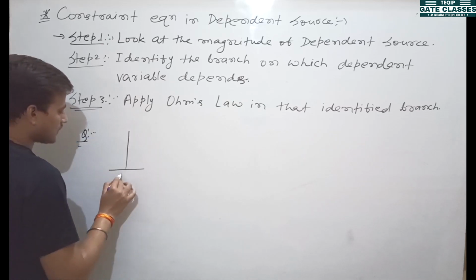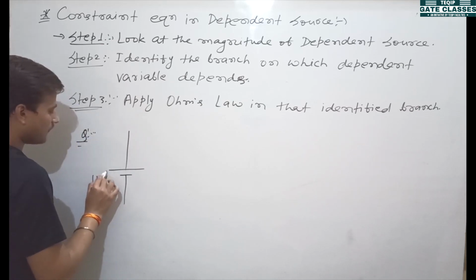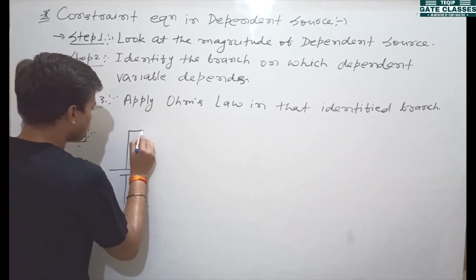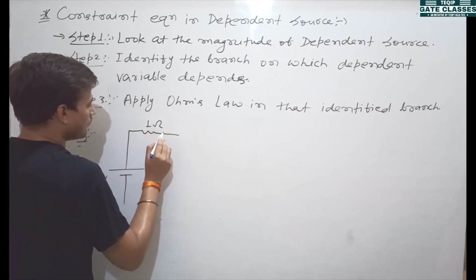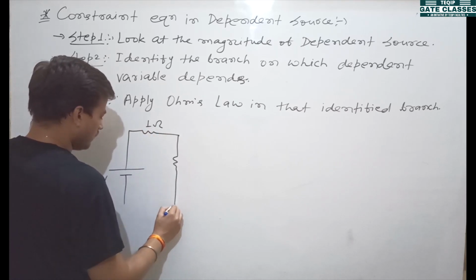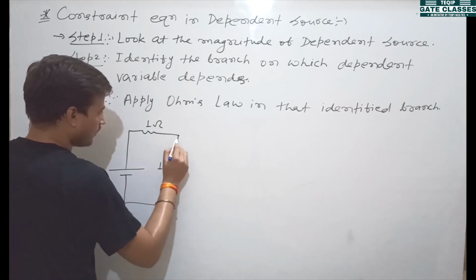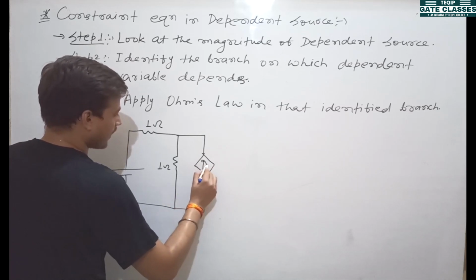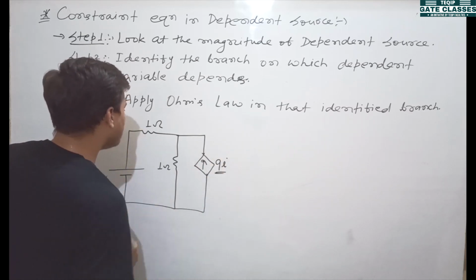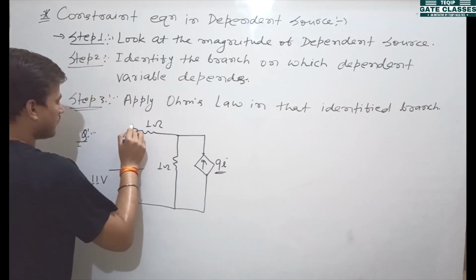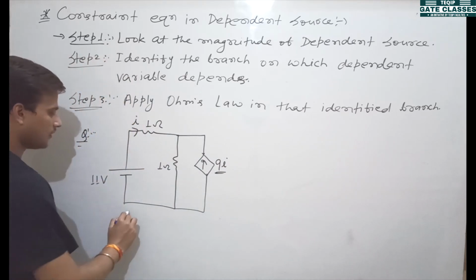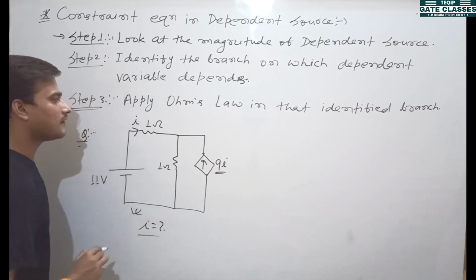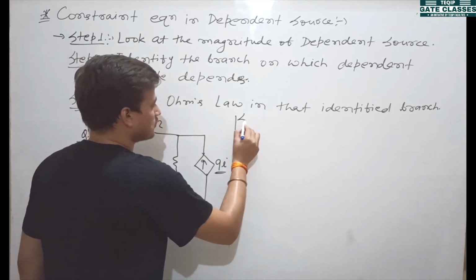You are having a voltage source of value 11 volt. There is a resistance of 1 ohm. Here also you are having a resistance of 1 ohm. And here you are having a dependent current source of value 9I. I is this current. Clear? Now you have to find the value of I. Come to the solution.